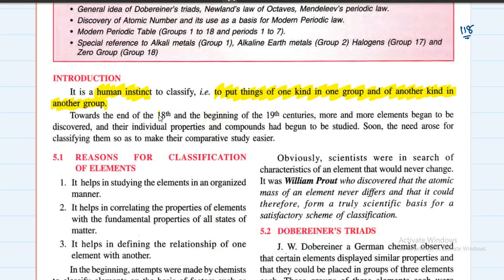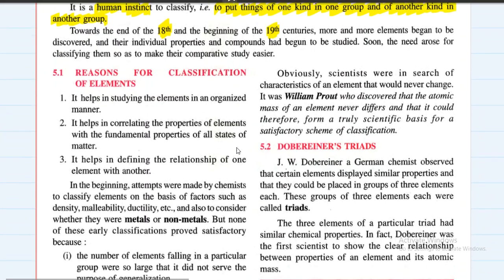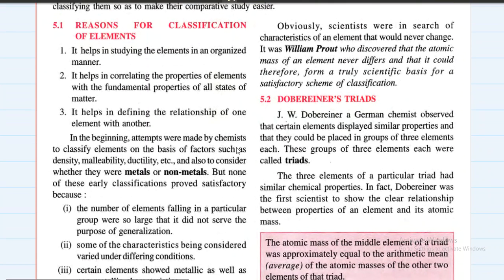Towards the end of the 18th and the beginning of the 19th century, more and more elements began to get discovered and their individual properties and compounds had begun to be studied. Soon the need arose for classifying them so as to make their comparative study easier. So the story starts from the end of the 18th century, where there was a significant number of elements discovered and their classification was an absolute necessity.